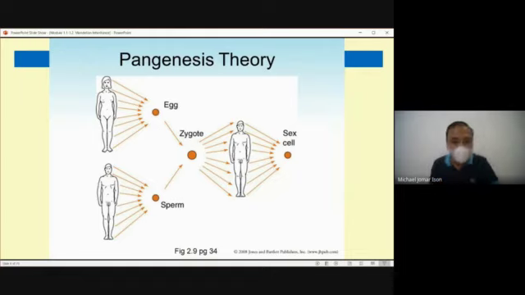Another one is pangenesis theory, wherein the egg cell and the sperm cell get contributions from the different parts of the body. For example, the head will contribute, the neck, and all the other parts, to produce the egg cell and the sperm cell. Once they combine together, all of those contributions will help produce the whole person later on as it grows. So that's called the pangenesis theory.